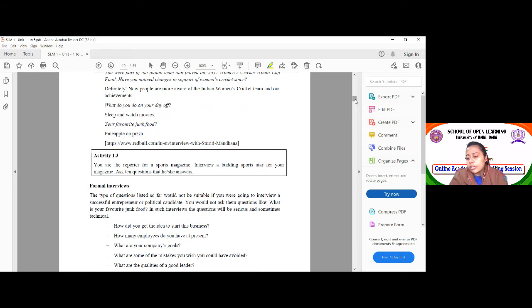So you can just pretend to be a journalist of a sports magazine, and you ask a budding sports star, which means someone who is just coming up, who is on the rise, who is not absolutely established, say a younger Virat Kohli. Not the Virat Kohli he is now, but a younger version of him. And you ask him 10 questions. So this is a good practice exercise that you can do for one of the types of interview that we discussed.